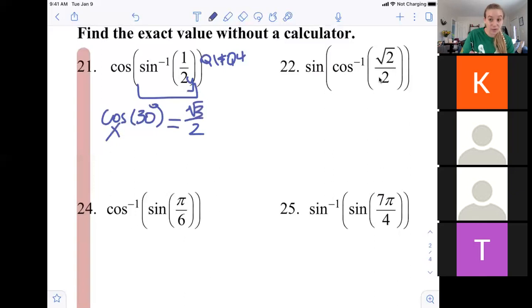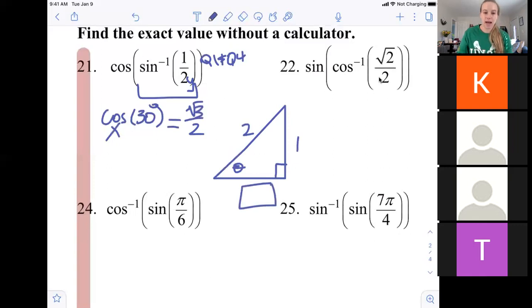Now, if you were like, I don't really like this unit circle stuff, you could draw a triangle. Pretend that's a triangle. And my theta is here. Sine is opposite over hypotenuse, or 1 over 2. And then you could just find the missing side and then do my adjacent over hypotenuse. Like a little spoiler, this is going to be √3 when you do Pythagorean theorem. So it all works out the same, but if that makes better sense in your brain, do it that way.